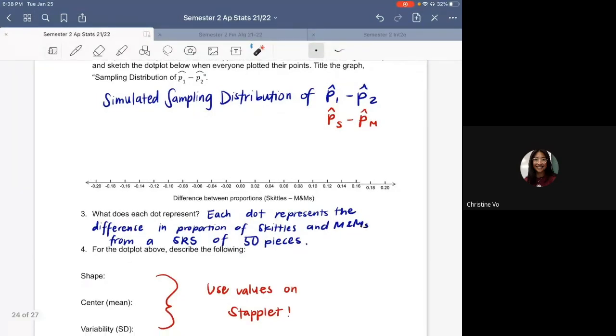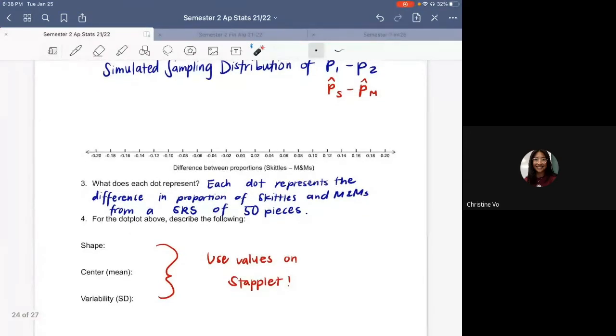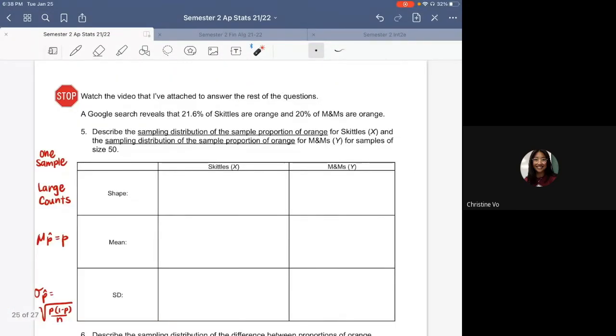And then part 4 was just to describe what was going on in the dot plot. For the shape, center, and variability, all this information could be found on Desmos Statplet. Okay, and then it tells you to stop and watch the video before you do the rest of the things, just to make sure that you guys are on track.